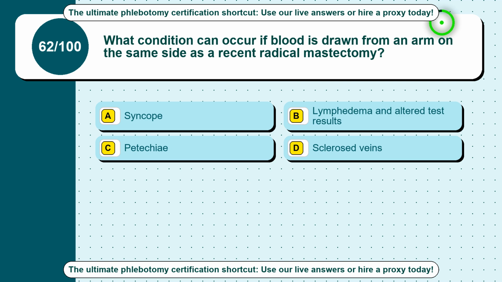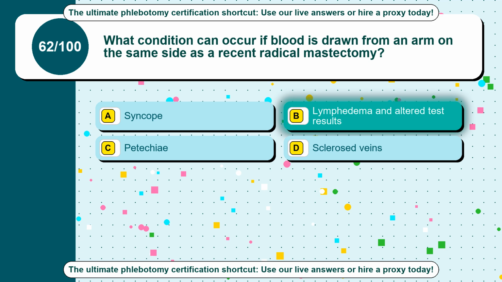Question 62. What condition can occur if blood is drawn from an arm on the same side as a recent radical mastectomy? Option A, syncope. Option B, lymphedema and altered test results. Option C, petechiae. Option D, sclerosed veins.